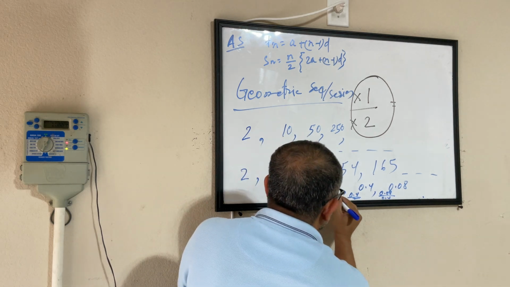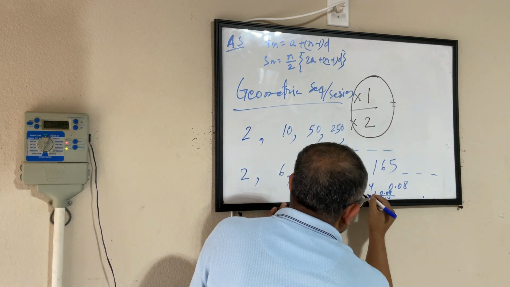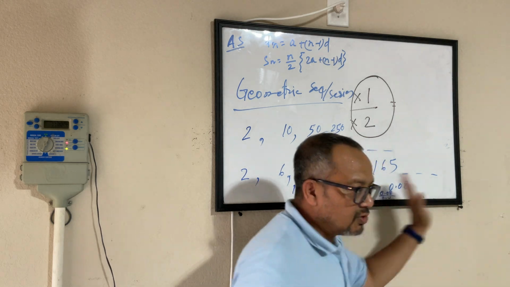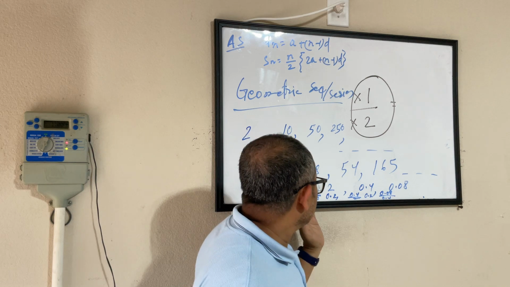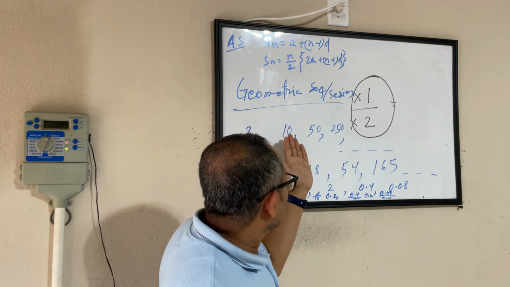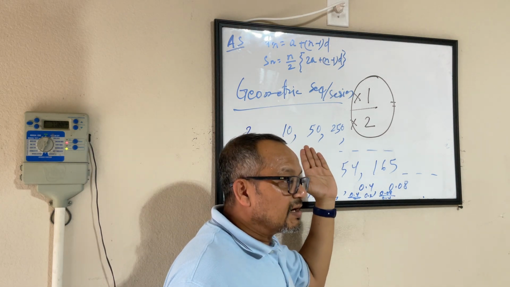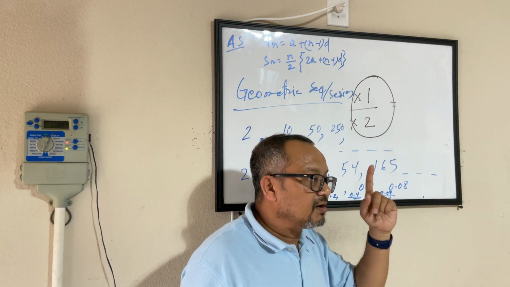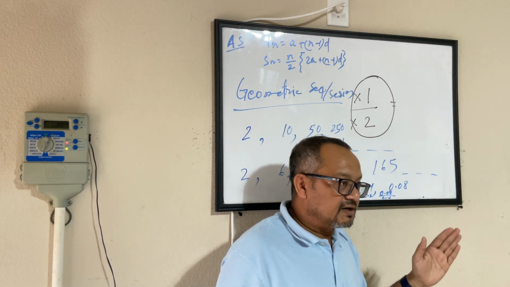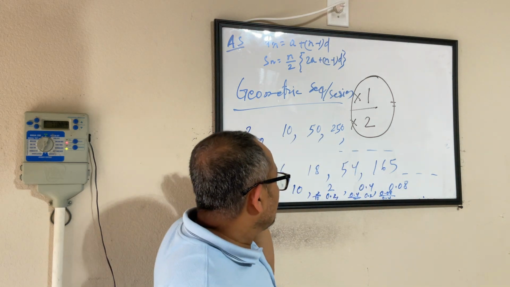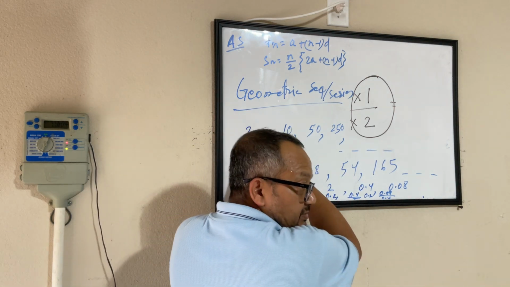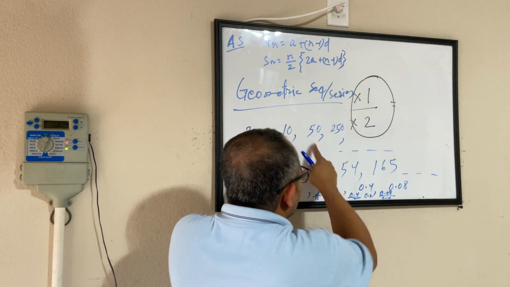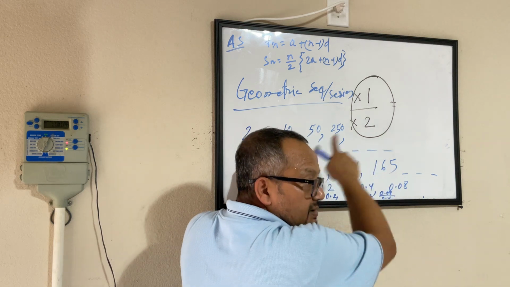This is 0.2, 2 by 10 is 0.2, this is also 0.2. I'm hoping that I picked up the right numbers. But what I'm trying to say is that whether the next number is multiplied by a natural number or by a fraction doesn't matter. The only rule of thumb that we have to follow is that the ratio between two consecutive numbers is the same.